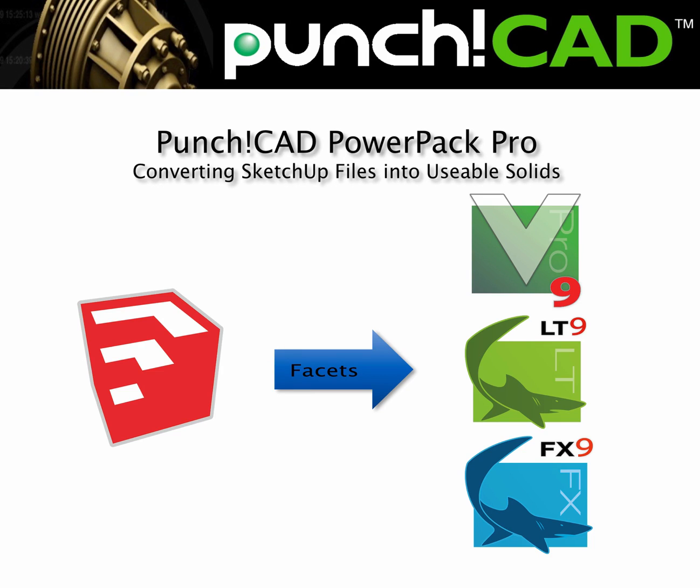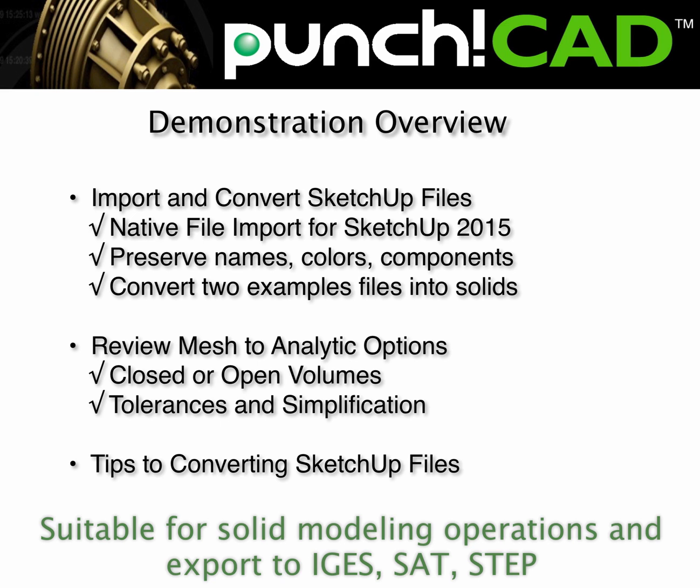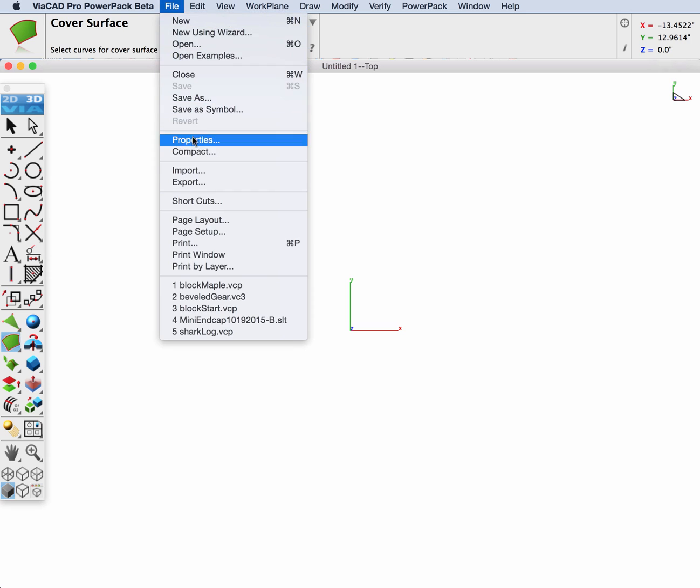In today's video demonstration, we're going to use PowerPack Pro to convert native SketchUp files into usable solid models suitable for filleting, chamfering, and export to STEP, IGES, and SAT. In this demonstration, we're going to show three things. First, we're going to demonstrate converting two example native SketchUp files into solids. Second, we're going to show some of the options available in a little bit more detail for converting meshes into solids. And third, we're going to look at a few tips for converting files.